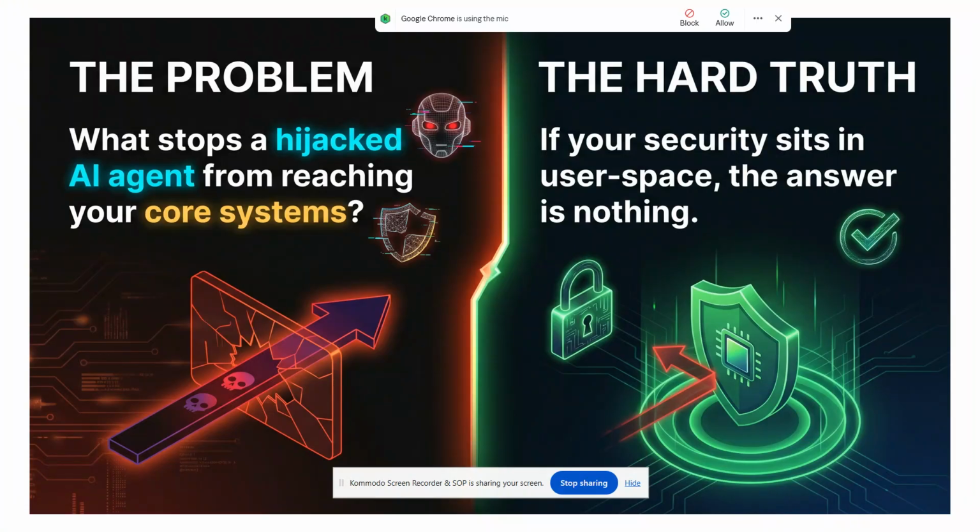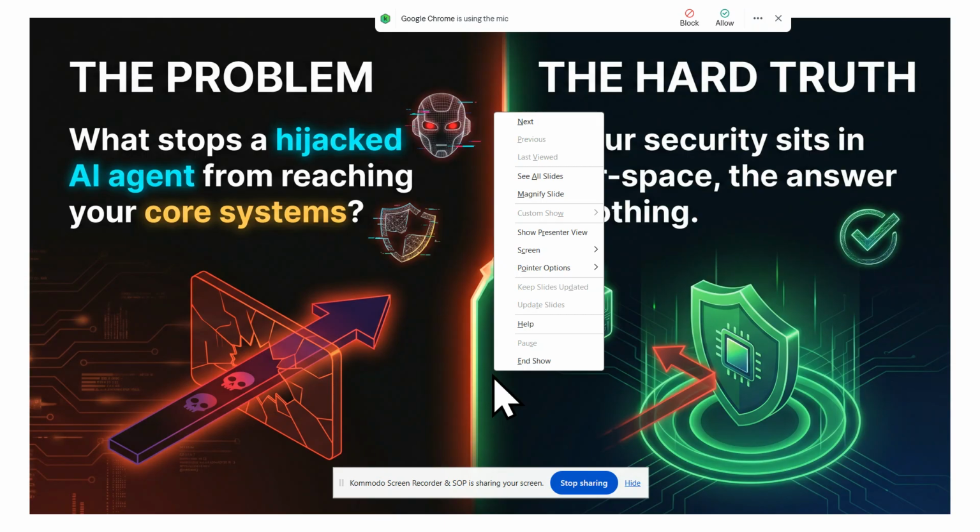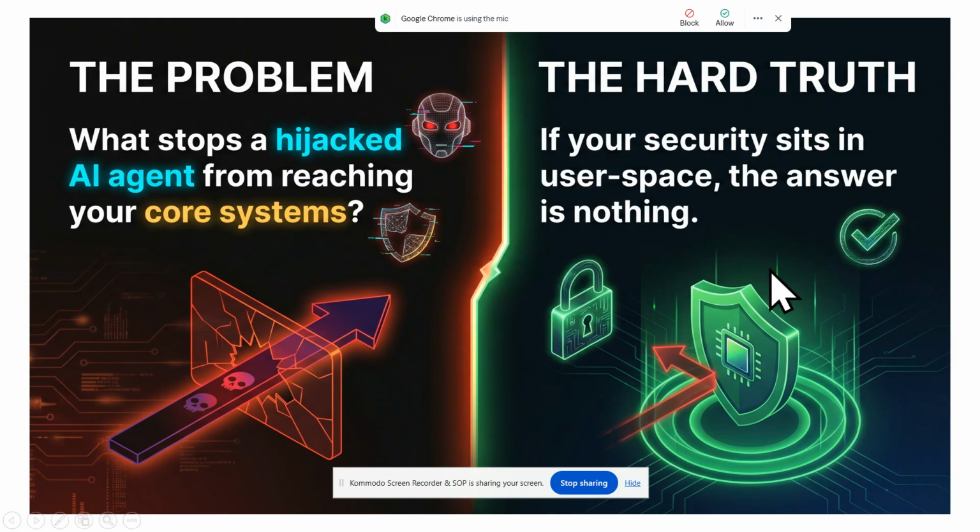The problem: what stops a hijacked AI agent from reaching your core system? The hard truth is, if your security sits in the user space, the answer is nothing. An AI agent with valid credentials gets prompt injected. It tries to move money it should not. Most security stacks would let the request through. The credentials are real. Here is what we do instead.